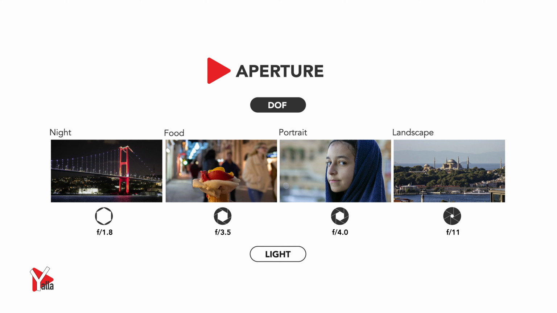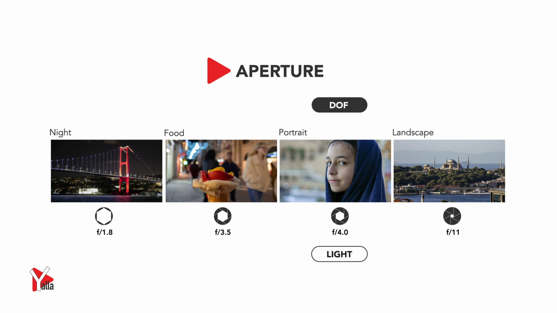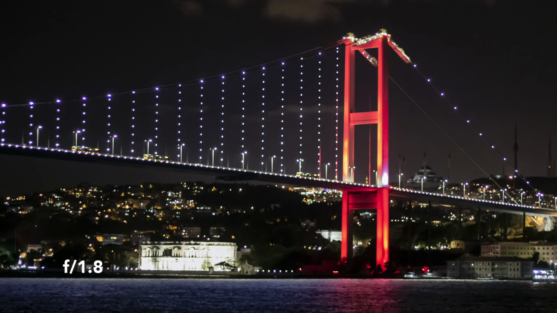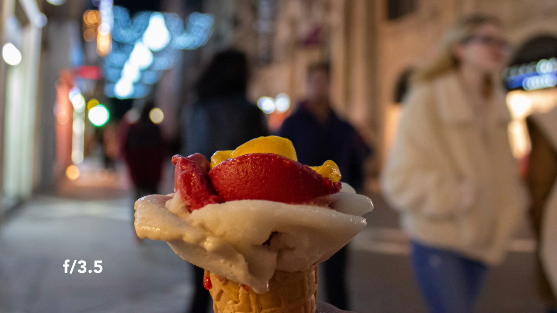Here we have 4 images to see the impact of aperture on photographs: night photography, food photography, a portrait, and landscape. For night photography, a smaller f-stop will allow much more light into the sensor. This is great for dark shots taken at night. For food photography, you can use shallow depth of field. The food will be in focus and the background will be out of focus.